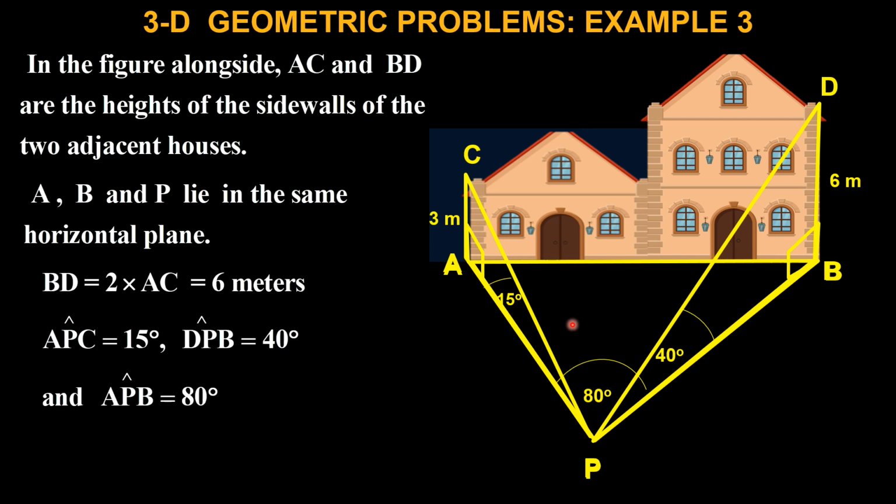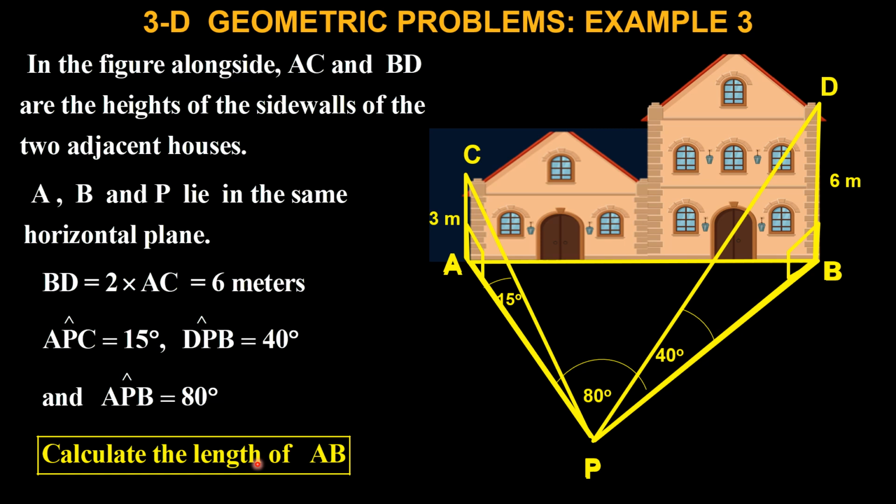Okay. Then we have some measurements given. BD is 6. So BD is 6 meters, which is twice AC. So what would AC be? That's correct. AC is 3 meters. Angle APC is 15. DPB is 40 and APB in the horizontal plane is 80. Make sure you understand your diagram. It's important you understand. Make sure all the measurements, you know exactly where they are located, right? Let's see what question is asked here. We want the length of AB, so we want that length there.